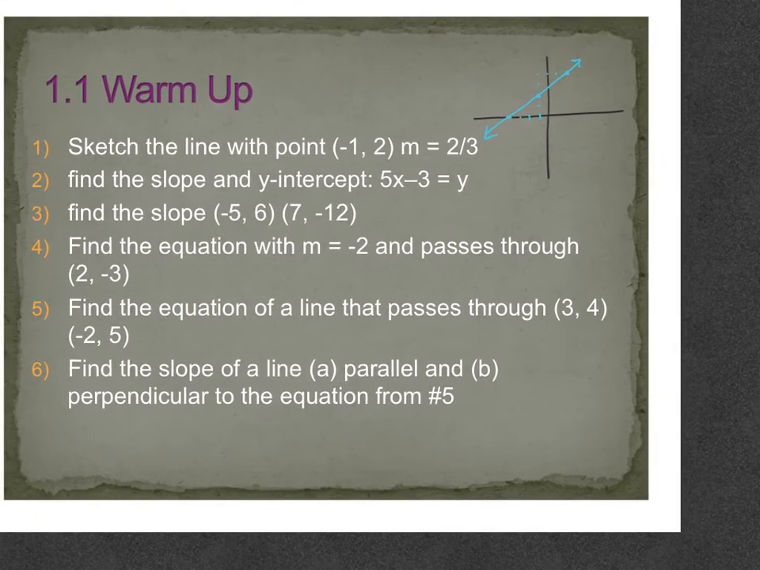Number 2 says find the slope and y-intercept of 5x minus 3 equals y. This is already in slope-intercept form. It's just the y's on the right side. This 5 is your m. And b, or y-intercept. So the b is -3, but the y-intercept is (0, -3).